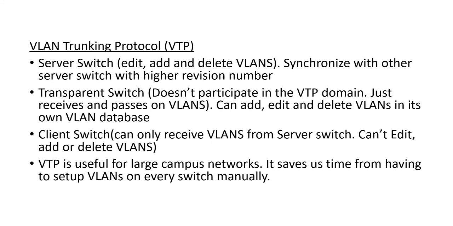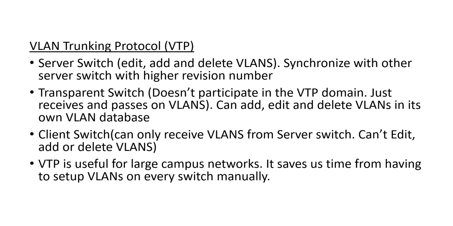A switch that's set up as a transparent switch will not participate in the VTP domain. However, it's going to receive the VLAN information and pass it on to the next switch. The transparent switch can add, edit, and delete its own VLANs within its VLAN database. Client switches, on the other hand, can only receive VLANs from the server switch. The client switch cannot edit, add, or delete VLANs. VTP is useful for large campus networks. It saves us time from having to set up VLANs on every switch manually.